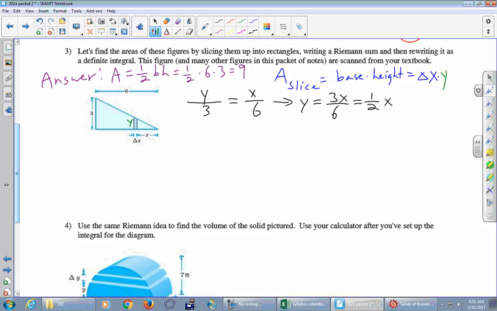Okay, so then we can take that thing and plug it right back up here. Equals delta x times 1/2 x. It's okay. That's better than what we had with the y in it because we only wanted x in this expression. Okay, that is approximately the area of one slice. In fact, maybe I shouldn't have even said equals. It's approximate, right? It's not exactly a rectangle, but it's close enough.